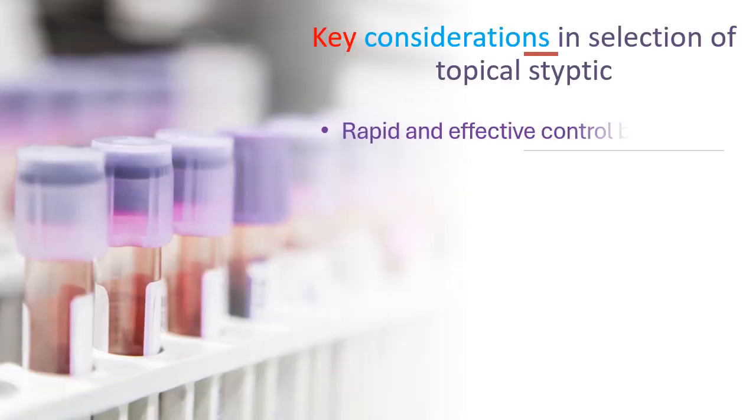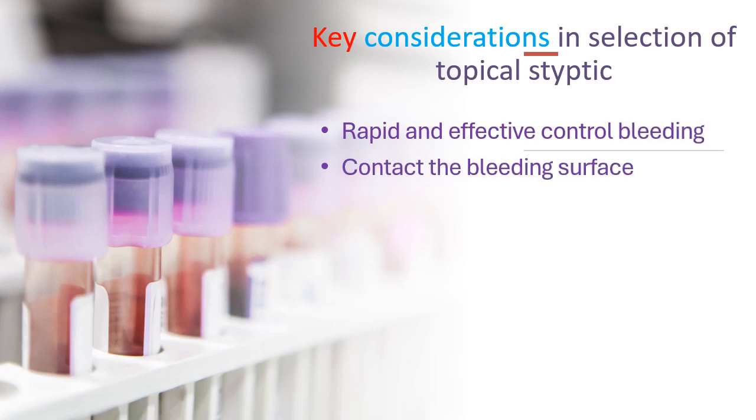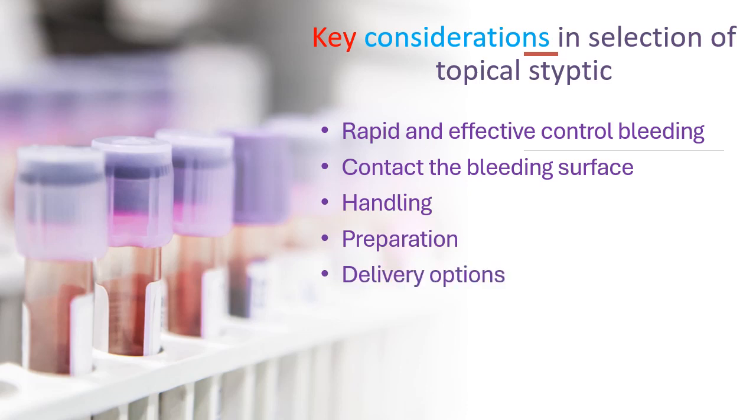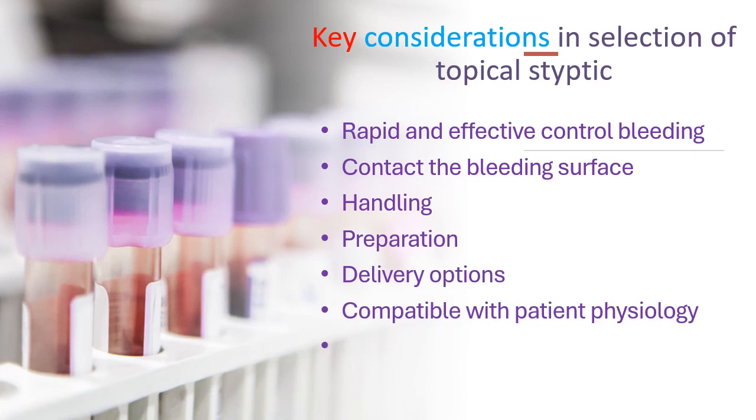The key considerations in the selection of a hemostatic agent are that it should rapidly and effectively control bleeding. It should effectively contact the bleeding surface. It can be handled easily. It can be prepared easily. It should be available in multiple delivery options, and it should be compatible with the patient's physiology. And it should be safe to use, and most importantly, it should be cost effective.